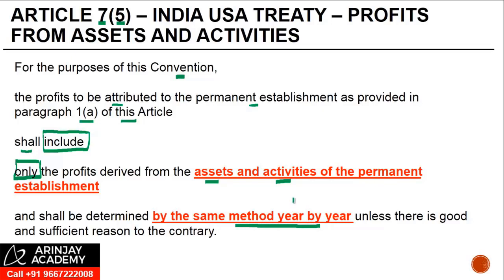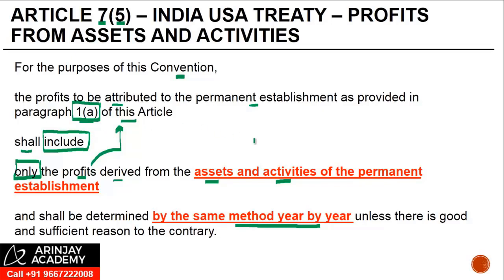Now what this means is, you need to identify what are the activities which a PE is conducting, right? What are the assets which the PE is actually using for the purpose of its business, and then see what are the profits which are derived from such assets and activities. Once those profits are calculated, these are the ones to be considered for the purpose of paragraph 1A of this article, right? Now if you notice, we are making a reference to paragraph 1A.